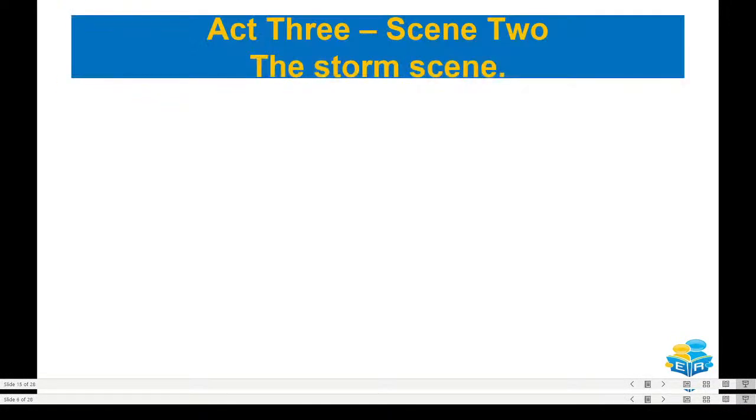Okie dokie then. So Act 3, Scene 2, the storm scene. Now, if you have a piece of paper in front of you, I'm not going to force you, I won't know if you do or not, but if I were you, I would write down 'the storm scene is important' and then put a big circle around that. You need to know the storm scene.